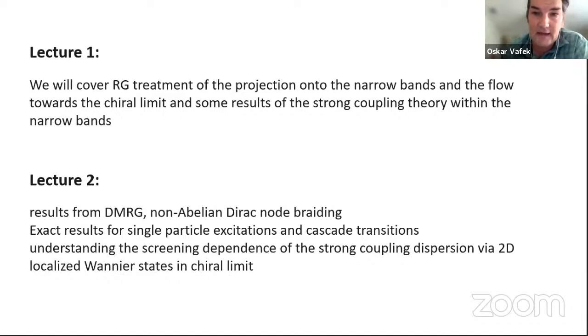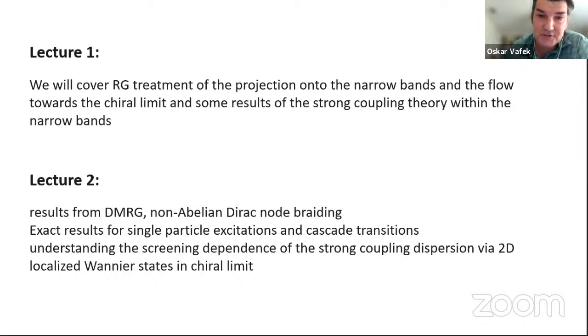And then in the second lecture, which will be tomorrow, I will discuss some results of the DMRG on a model for the narrow bands, in which we consider single valley and single spin. We're going to discover that there are some really interesting many body phases, including a phase which does not break C2T symmetry, but doubles the unit cell, so it breaks translational symmetry. And remarkably, it's gapped. The mechanism behind this, I will try to explain, is non-abelian Dirac node braiding. And then in the second part of the second lecture we'll discuss how to think about the single particle excitations connected to the cascade transitions.